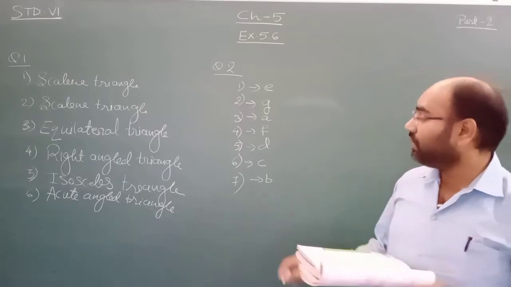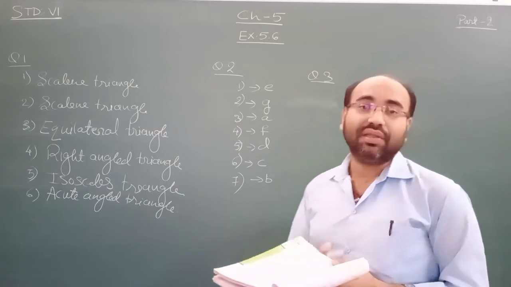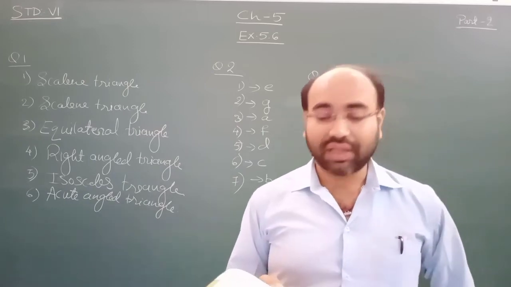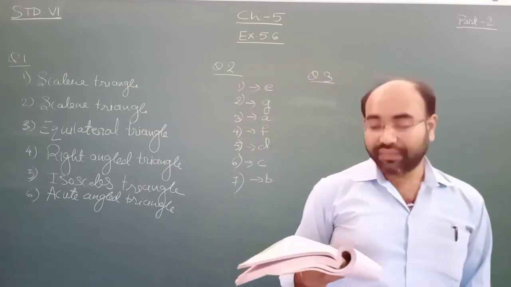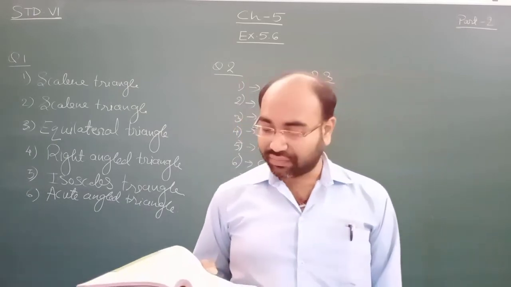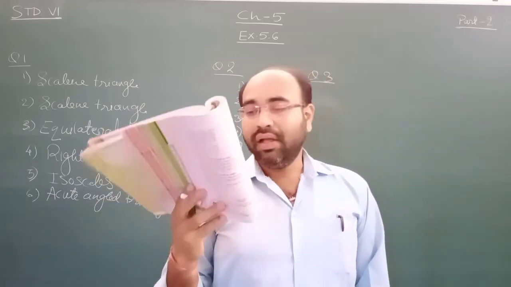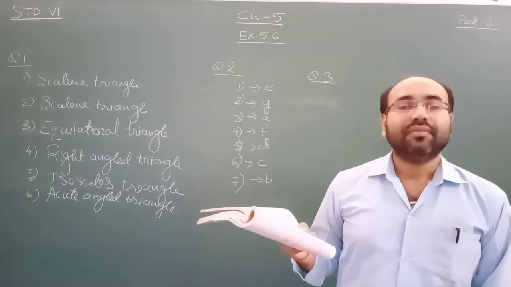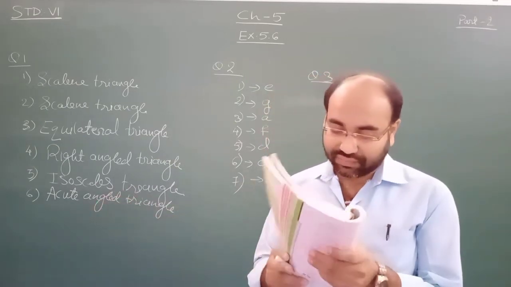Now question number 3. The figures are being given, and based on that we have to give names in two different ways. Now two different ways means one based on sides and one based on angle. We have to give a name based on angle and one based on sides. So based on sides, if we see the first one.